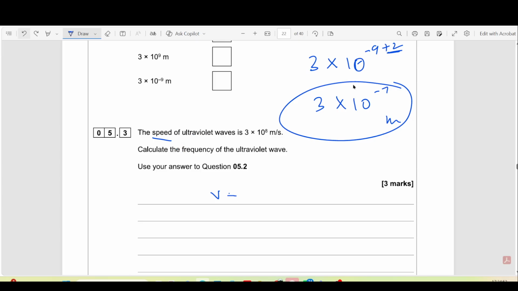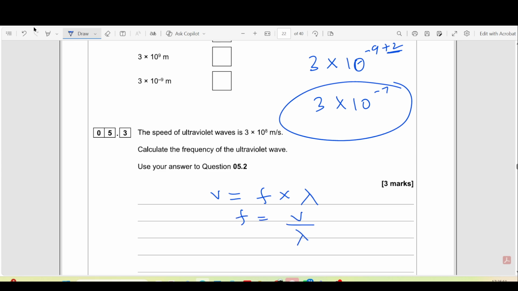Wave speed equals frequency times wavelength. Use this equation. And then you want to find frequency. So frequency equals wave speed divided by wavelength. So 3 times 10 to the power of 8 divided by 300.